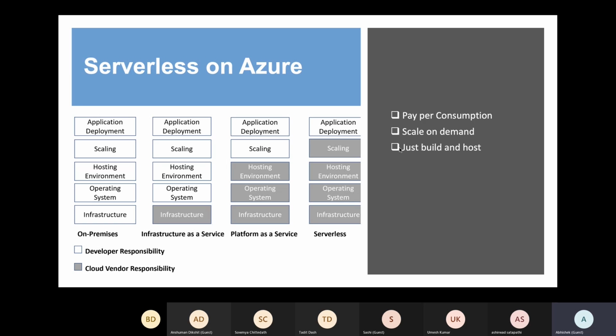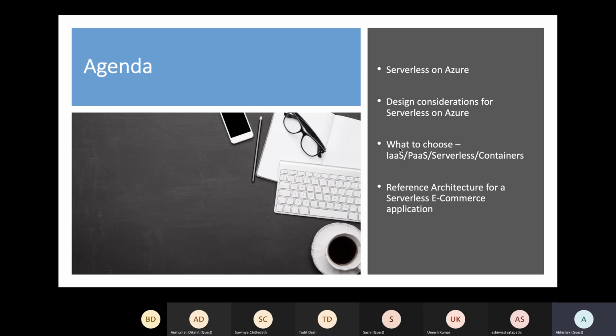I can see there are a lot of audience out here who already have hands-on experience in serverless. Who can tell me what serverless computing is?